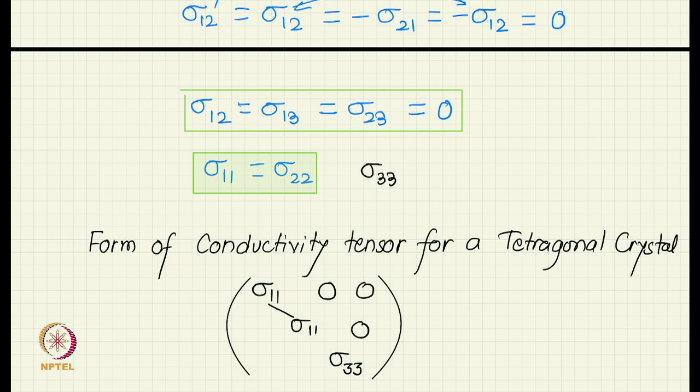So, this kind of symmetry analysis also simplifies the experimental work, although the crystal is anisotropic. Suppose we just thought that we are working with a tetragonal crystal and it is anisotropic, it has different electrical conductivity in different directions, then we would be measuring electrical conductivity along infinitely many directions, but that is a waste of effort. What this analysis is showing us is that all we need to do is to measure electrical conductivity in the basal plane in the x direction and along the c axis, that is the direction 3. So, two measurements will completely characterize the electrical conductivity of the tetragonal crystal.